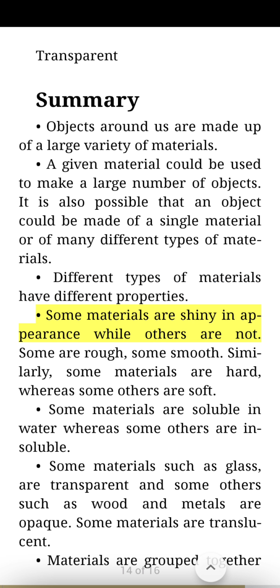Some materials are shiny in appearance while others are not. Some are rough, some smooth. Similarly, some materials are hard, whereas some others are soft. Some materials are soluble in water whereas some others are insoluble. Some materials such as glass are transparent and some others such as wood and metals are opaque. Some materials are translucent.